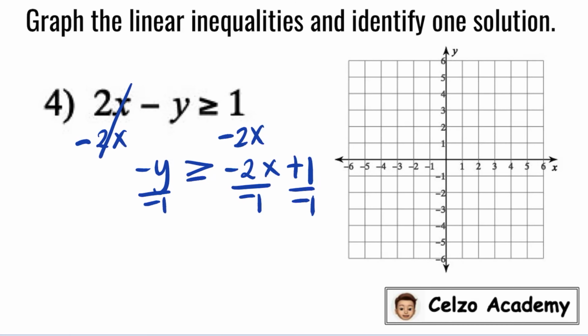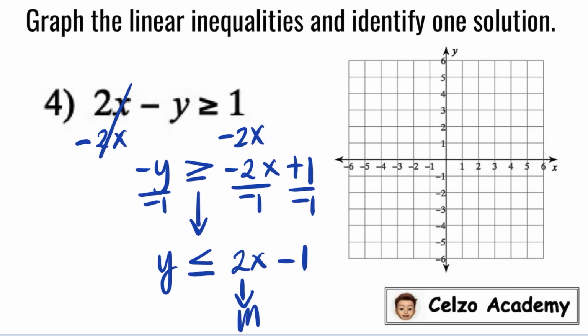Next, we need to divide each term by -1. Remember that when you're dividing or multiplying by a negative number, the inequality switches. So from greater than or equal to, we will now write it as less than or equal to. So the new inequality is y is less than or equal to 2x minus 1. So the slope is positive 2 and the y-intercept is negative 1.